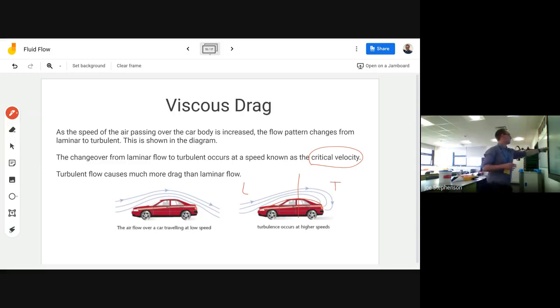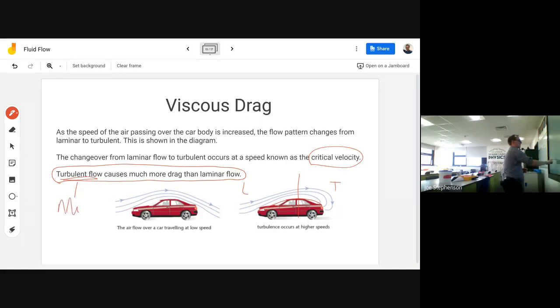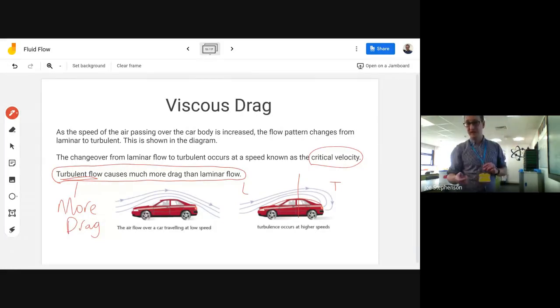Now, turbulent flow causes more drag than laminar flow. That is a really important thing to note down. If you are given a situation where you've got turbulent flow on one diagram and laminar flow on the other, and you're asked which one would cause more drag, then it's the turbulent flow. So turbulent flow, more drag, and laminar flow is less drag. It's just basic aerodynamics.